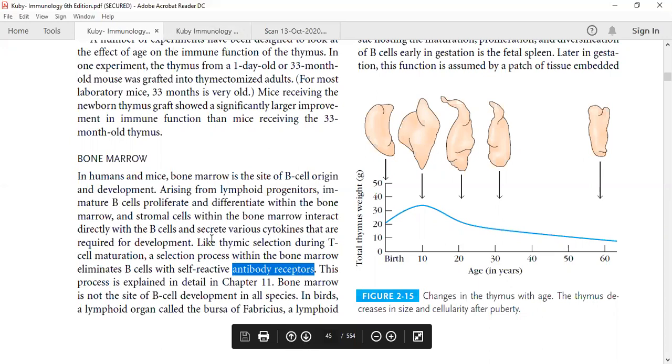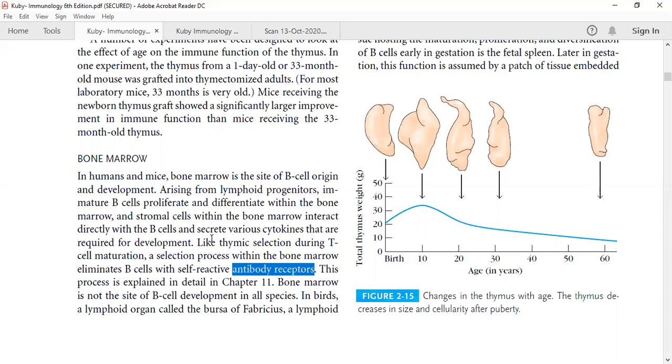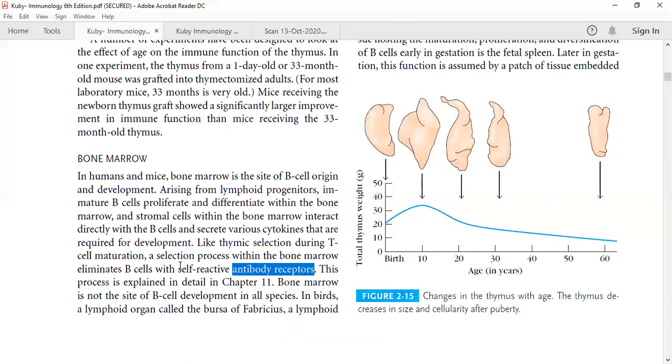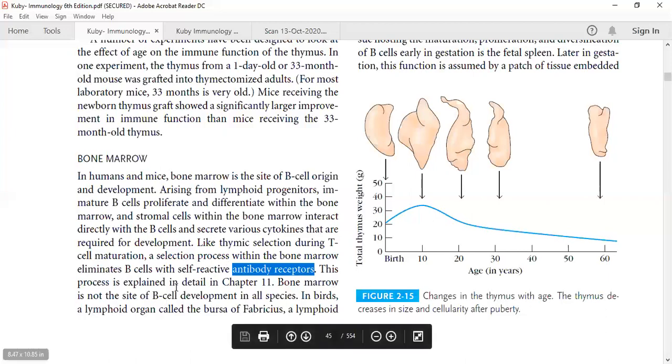The difference is that T cells are having T cell receptors. B cells are having receptors that are called BCR, B cell receptors, or simply we call them surface immunoglobulin or antibody molecules. So these antibody receptors are present over B cells. If the B cell antibodies or surface receptors are self-reactive, those particular B cells should be eliminated by the negative selection process. This process is explained in chapter 11 in this particular book.